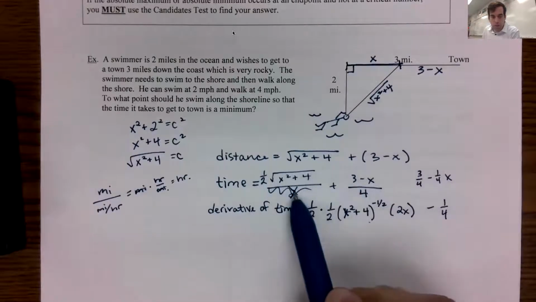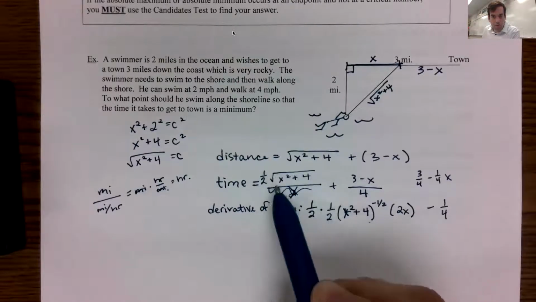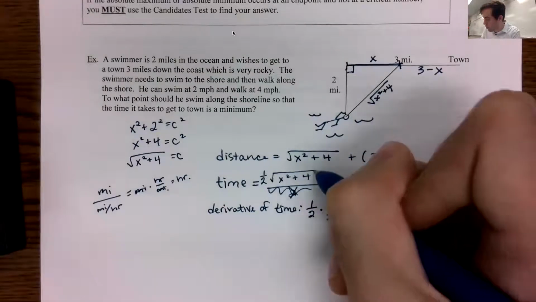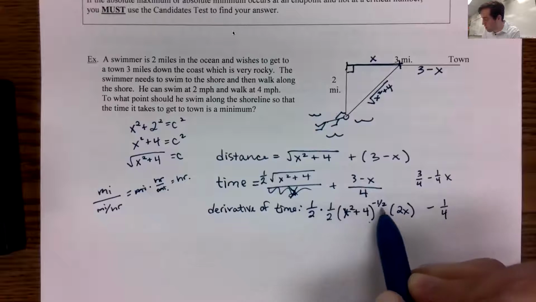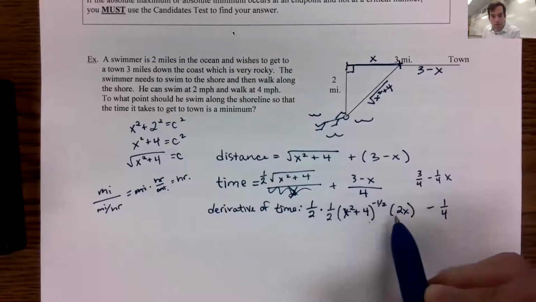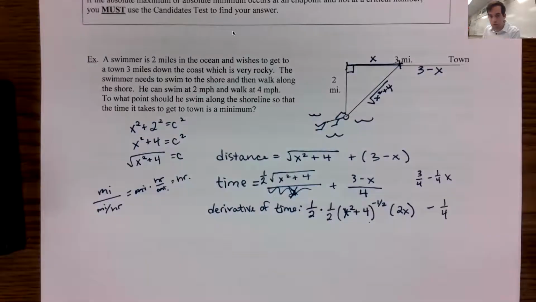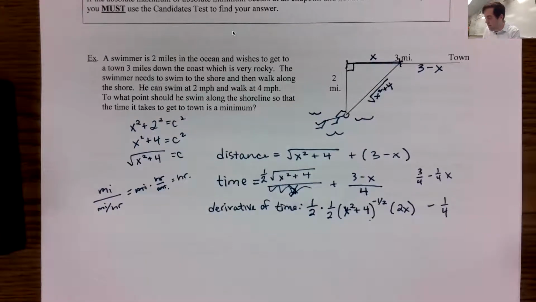Right, so for this first part, we have a chain rule. So 1/2 was already on the outside. We multiply by 1/2, so that's the power of this, right? You can think of this as x squared plus 4 to the 1/2. So we pull out the 1/2, change the exponent, subtract 1 to make it negative 1/2. We multiply by 2x for the chain, right? That's the derivative of the inside. And then we get minus 1/4 at the end. Okay, so we're going to set that equal to 0.